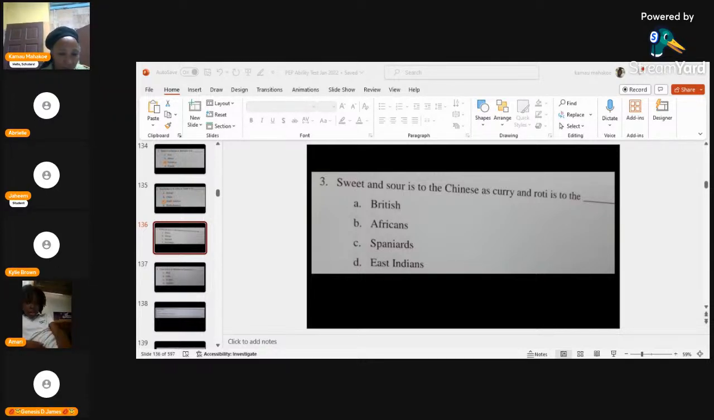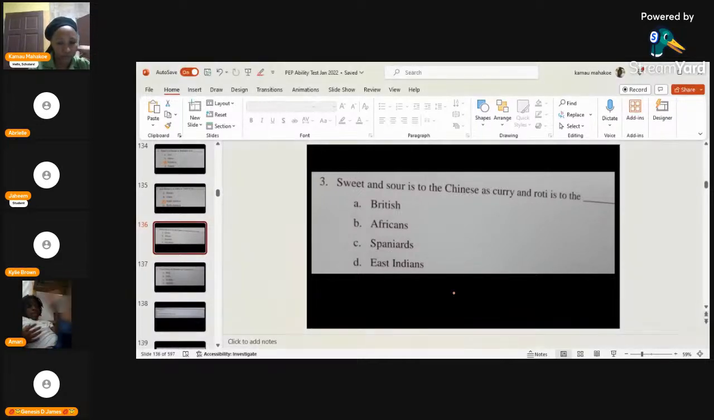Sweet and sour is to the Chinese as curry and roti is to the dash. A, British; B, African; C, Spaniards; D, East Indians.